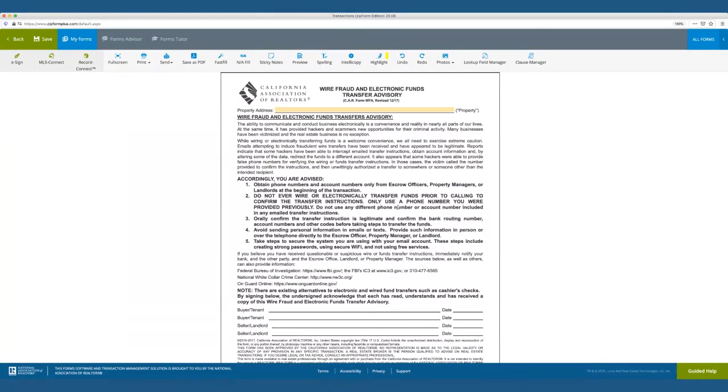So it's really important that you go over this with your client, that you will never, ever send wiring instructions. Those only come from escrow, and you inform your client that they need to call escrow to verify where the funds have to be wired by talking to somebody on the phone. So this is really, really, really important.